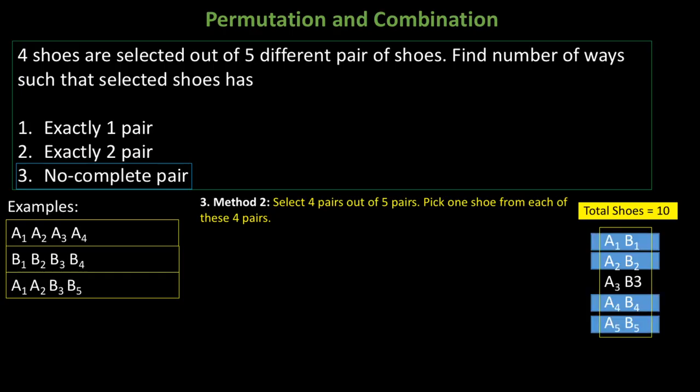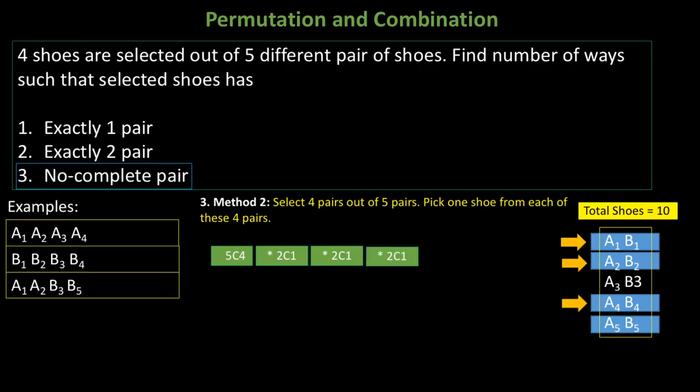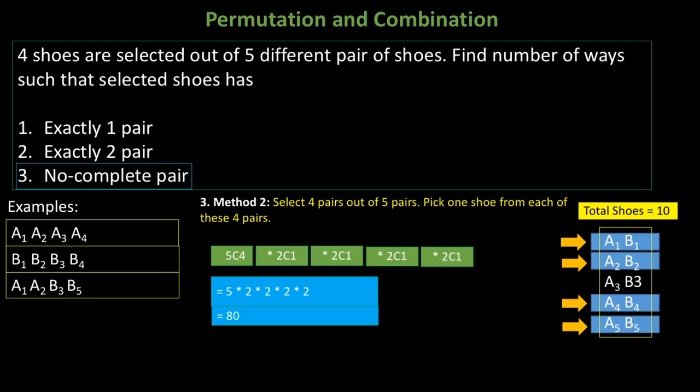So we have selected these 4 pairs, which can be done in 5C4 ways from the 5 pairs. Now we visit each of these pairs and we only take out 1 shoe out of each pair. For A1, B1, we can select 1 out of those 2 in 2C1 ways. For A2, B2, again 2C1 ways. For A4, B4, 2C1 ways. A5, B5, again 2C1 ways. So basically it is 5C4 into 2 to the power 4, right? This will make sure that I have never picked shoes from the same pair. And therefore the answer is 5 into 16, which is 80, the same as the previous.